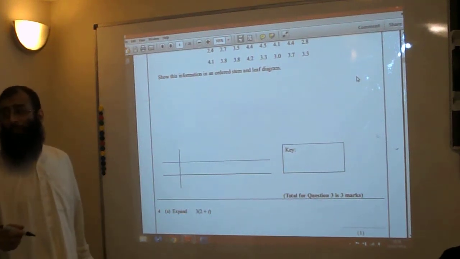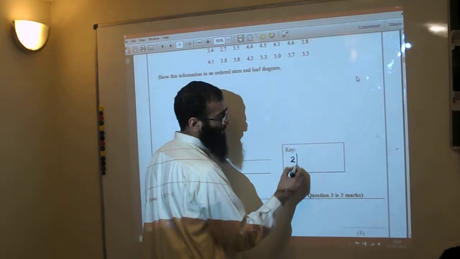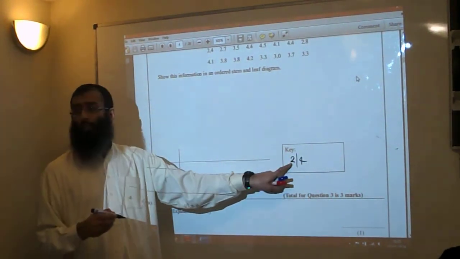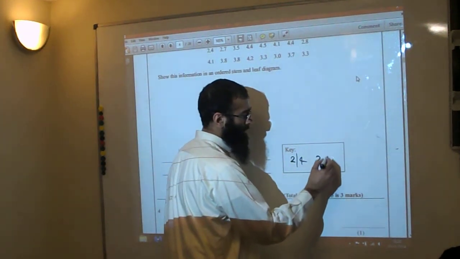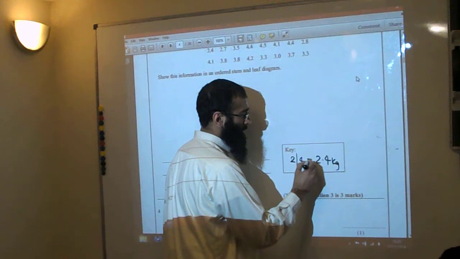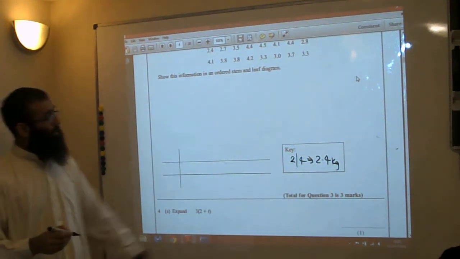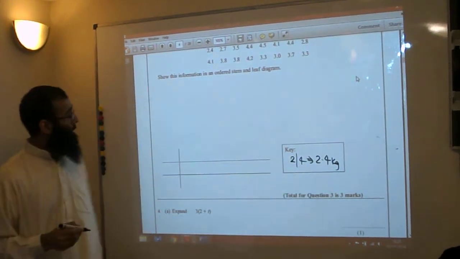Right, we need to do a key first of all. So 2.4, let's start with the first data value. If we represent that, what does that mean? That means 2.4 kg. Okay, so 2|4 means 2.4 kg. So that's our key. That part of the stem and leaf diagram means 2.4 kilograms.